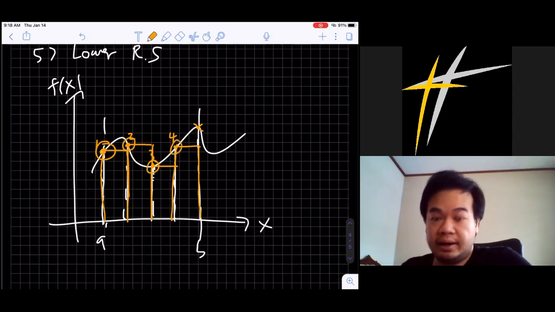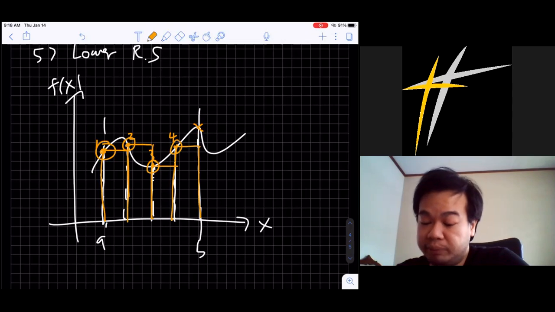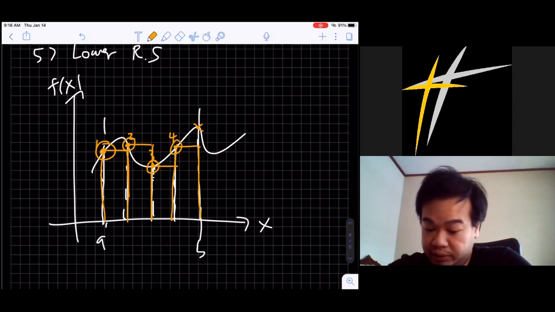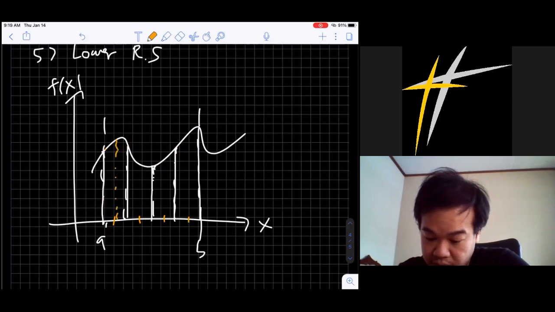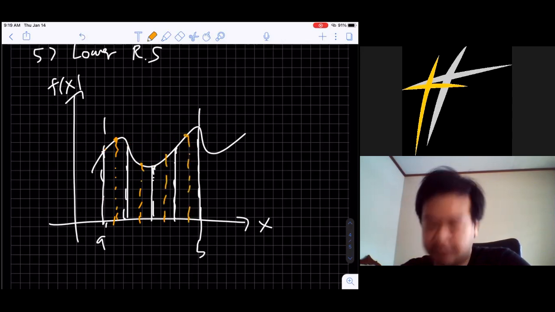And then the second one is the midpoint. If it is the midpoint, then it means that I'm taking the sample point from the midpoint, in between, on the mid of the rectangle. So middle, middle, middle, middle. So this is my rectangle, this is my rectangle, and this is my rectangle.